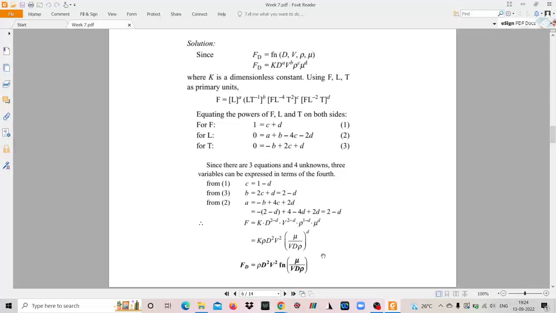And the reason behind the discussion of this problem was to illustrate or highlight the limitation of Rayleigh's method. And I hope it is clear. Any doubt? Is it clear? What are the limitations of Rayleigh's method?